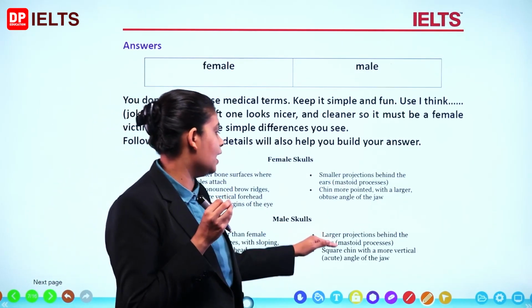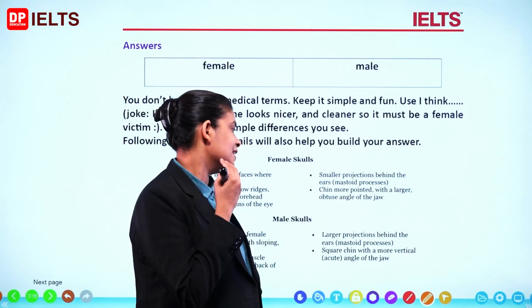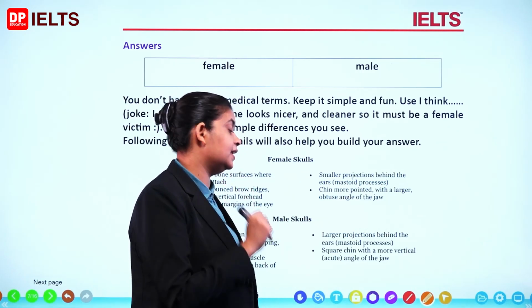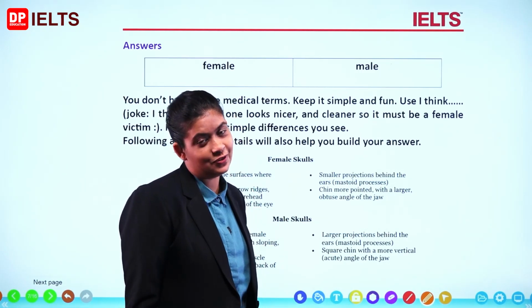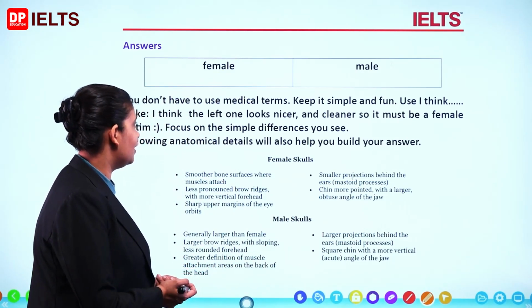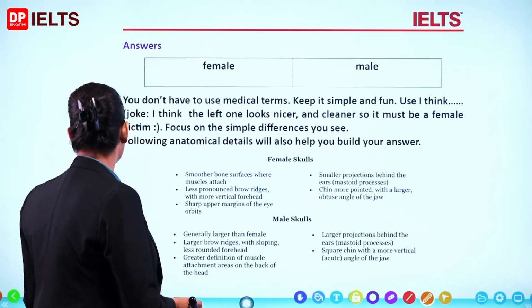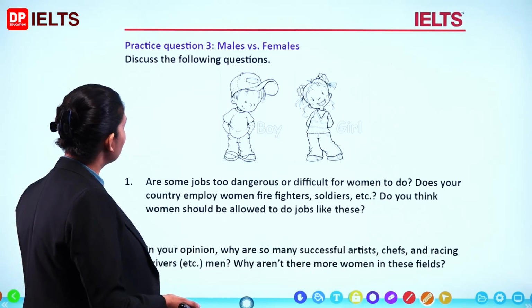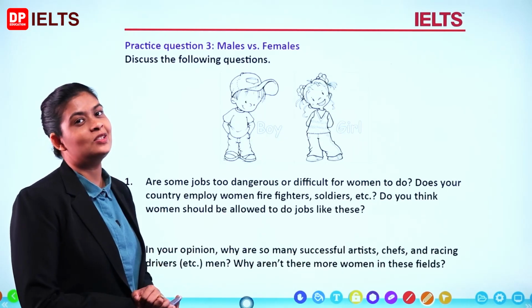So obviously larger projections behind the ear. Square chin with more vertical angle of the jaw. So that is the anatomical descriptions, right? Okay, so with that, we move on into practice question 3.